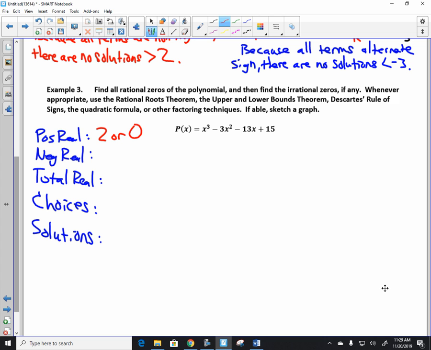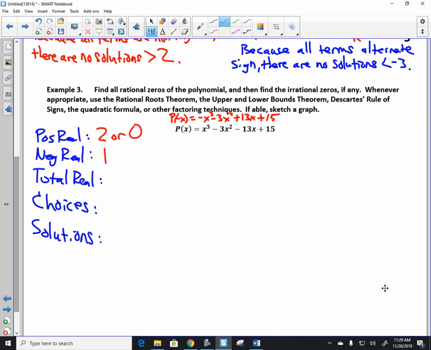How do I determine the number that are negative? I get P of negative x is negative x cubed, then what? Minus 3x squared, then what? Plus 13x plus 15. How many sign changes are there in that situation? 1. So I know I have 1 negative real solution.